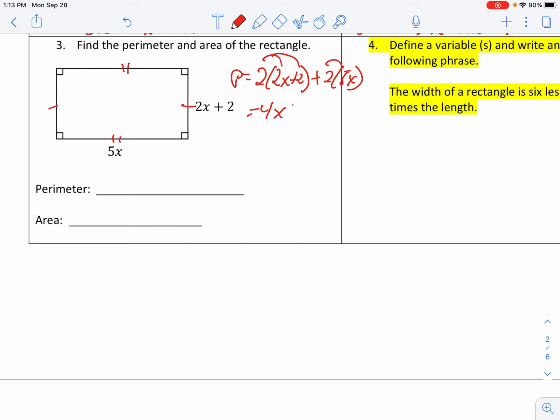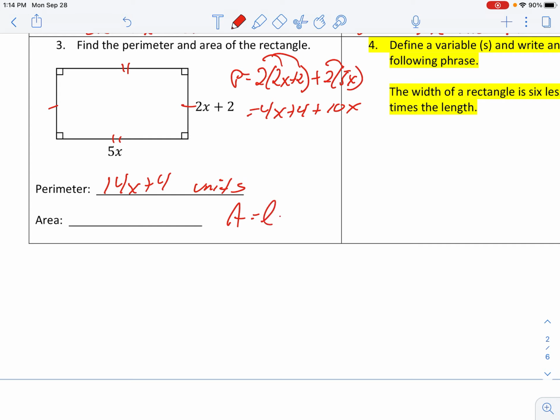Distribute. 4x plus 4, 10x. Put it into standard form always. And that's the best we can say. 14x plus 4. Perimeter is 1 dimension, so units.